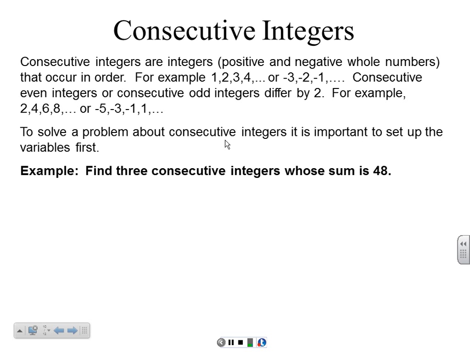So to solve a problem about consecutive integers, it's important to set up the variables first. So in this problem, it says find 3 consecutive integers whose sum is 48. So we know that when we add these 3 numbers together, you're going to get 48. Since they're consecutive numbers, we're looking at an example like this, 1, 2, 3, 4, or -3, -2, -1. So we're only going up by 1.